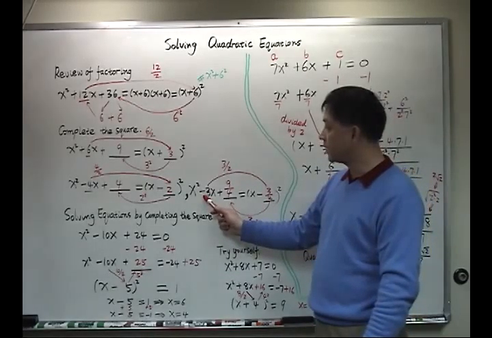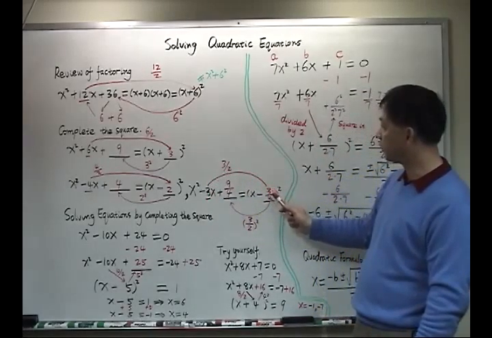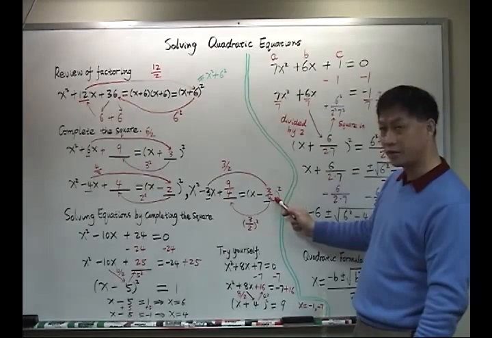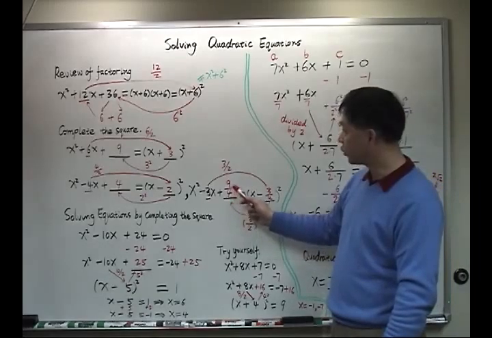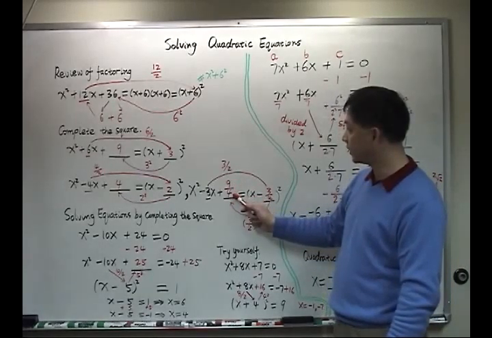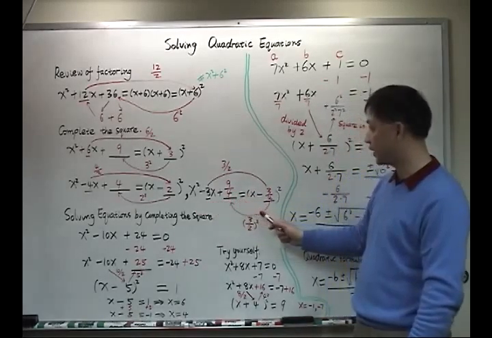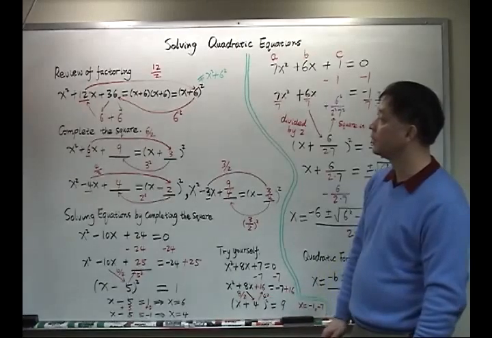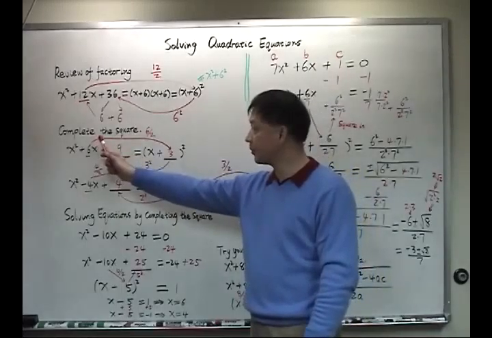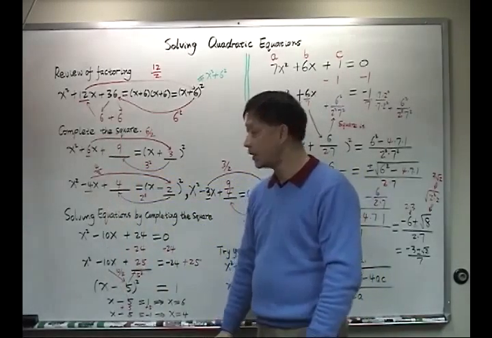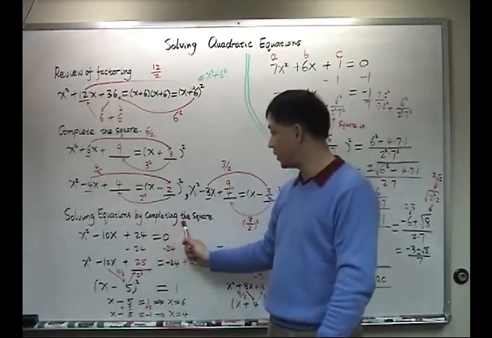Start with negative 3. 3 divided by 2, so we have a fraction, 3 halves. And then 3 halves squared. 3 squared is 9. 2 squared is 4. So it's 9 over 4. So in this case, we have a fraction. Okay. So secondly, we reviewed completing the square. The third thing is that we want to solve equations by completing the square.